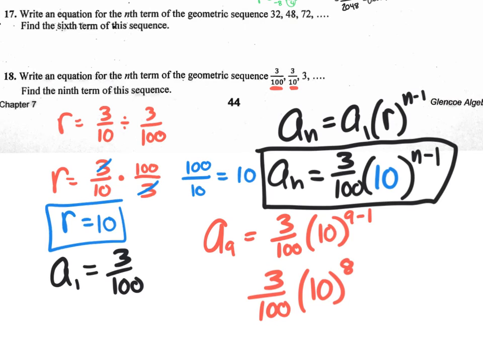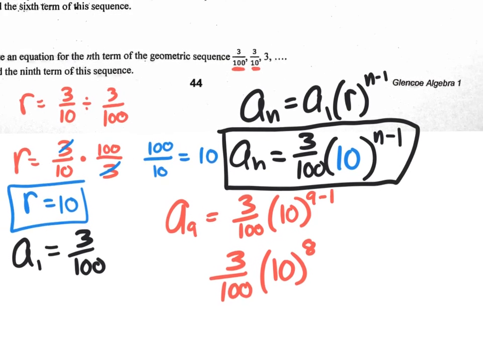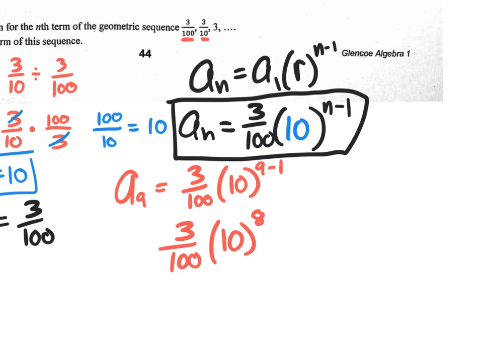I don't know. I don't have a calculator. I didn't do it. What did you guys get? 3 million? Okay. So 3 comma with 6 zeros. So yes, a sub 9, your 9th term on this sequence is 3 million.